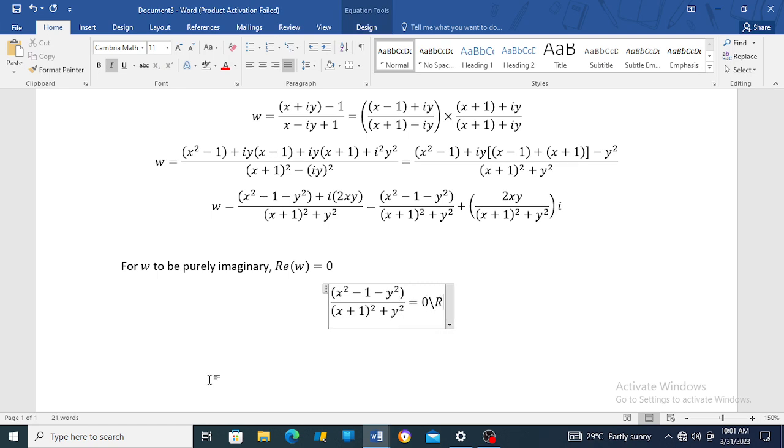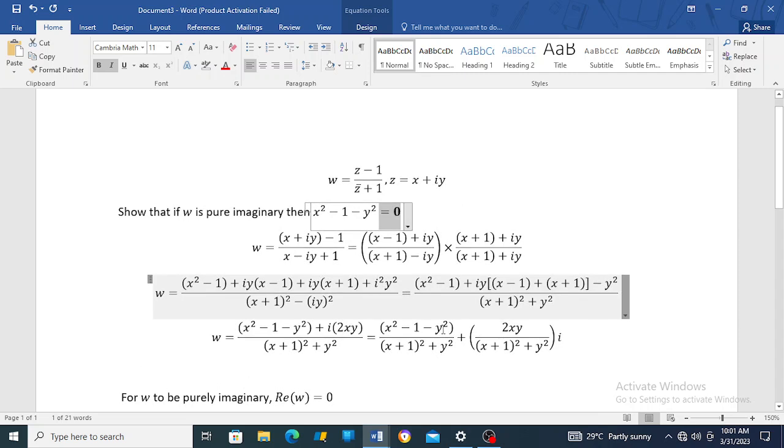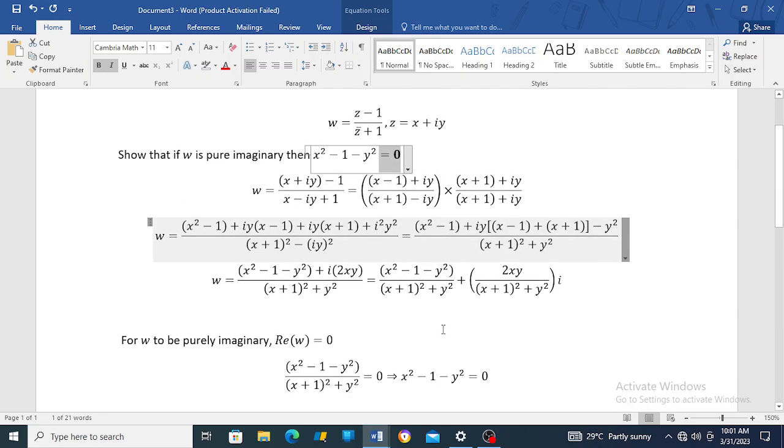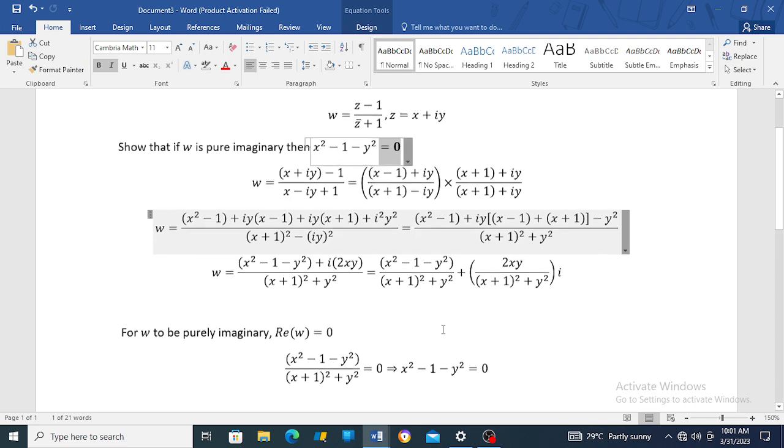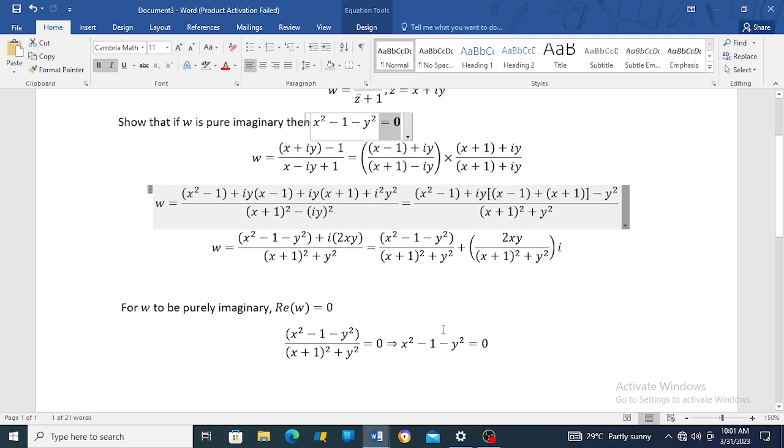I can cross multiply, and when I cross multiply, you see I get x squared minus 1 minus y squared equal to 0. So you see that we have developed the proof. So the examiner forgot equal to 0 here, so it was supposed to be equal to 0. But now if you're a wise student, you need to develop your proof, and you do exactly, because it's a mere error. So you just need to understand what the examiner is asking. So we see that for the complex number to be purely imaginary, then x squared minus 1 minus y squared should give us 0.